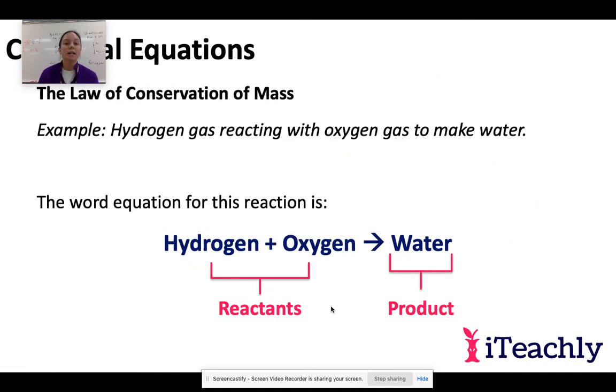So the law of conservation of mass says that I need to balance my equations. So the number of atoms on my reactant side must be equal to the number of atoms on my product side. They must be the same number and the same kind.